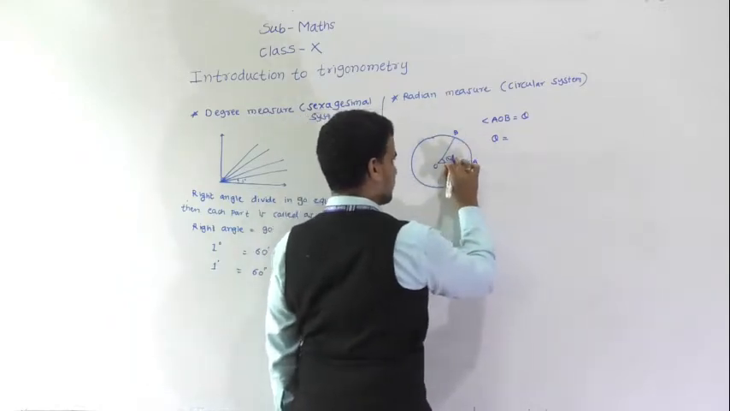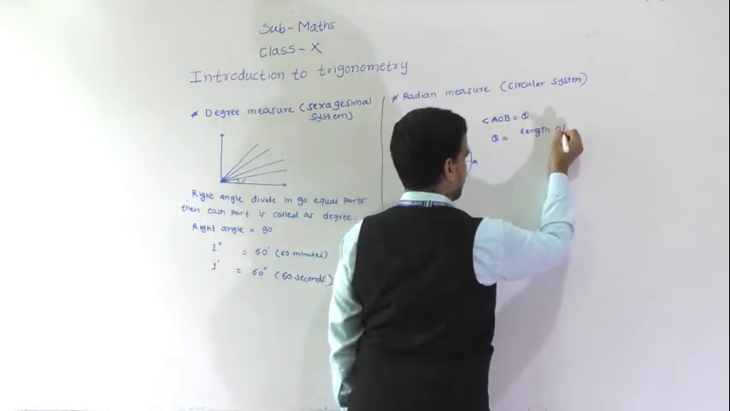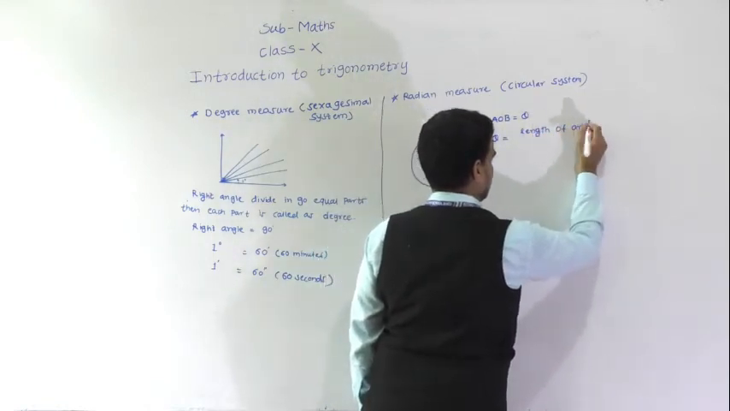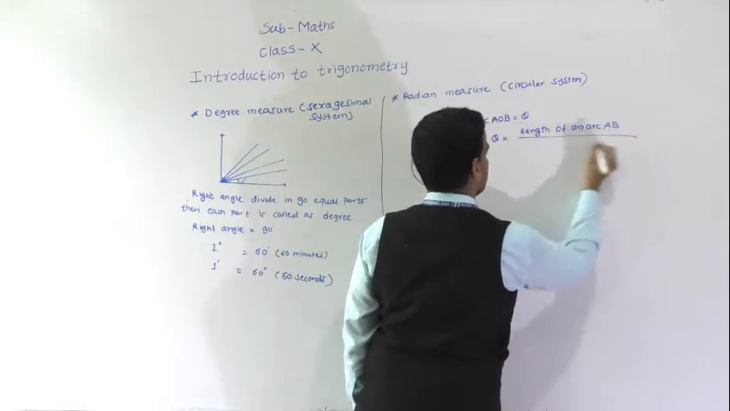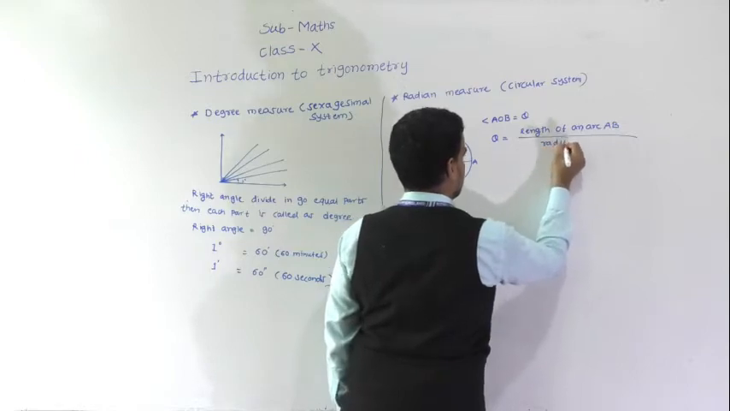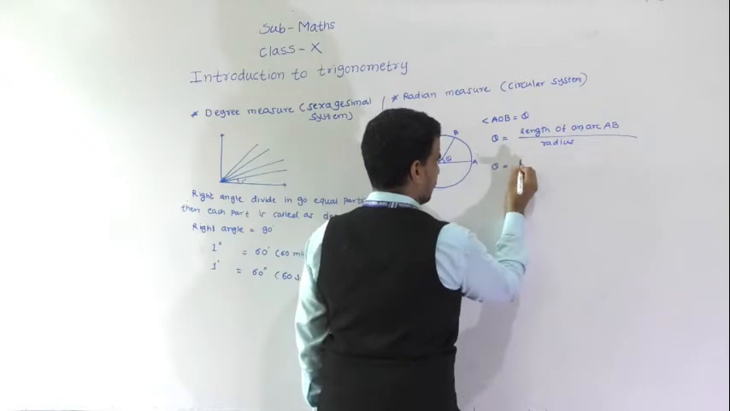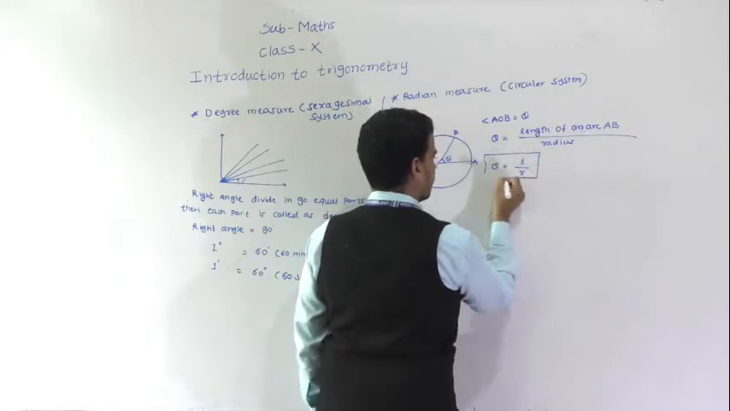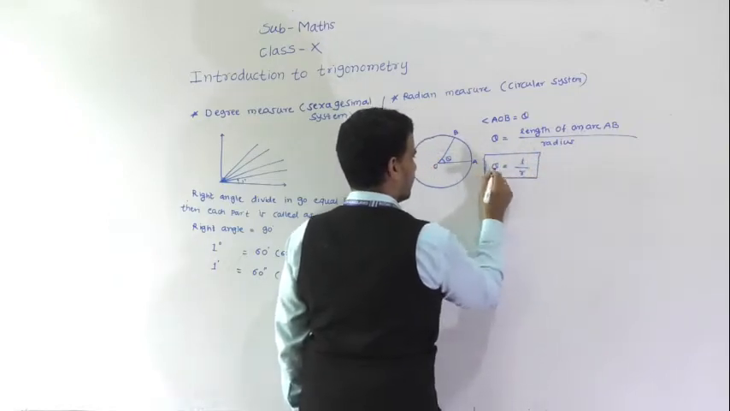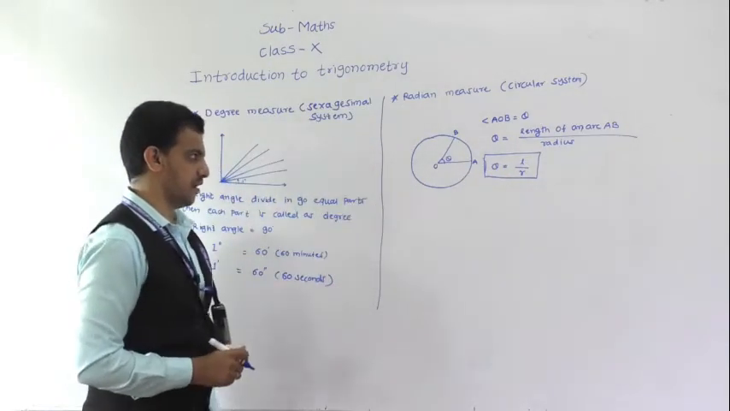So how will we count this theta? It is the length of an arc AB divided by radius. So theta is equal to the length of an arc, that is L, divided by R. This is the formula to find the angle theta in radian measure. So theta is equal to L by R.